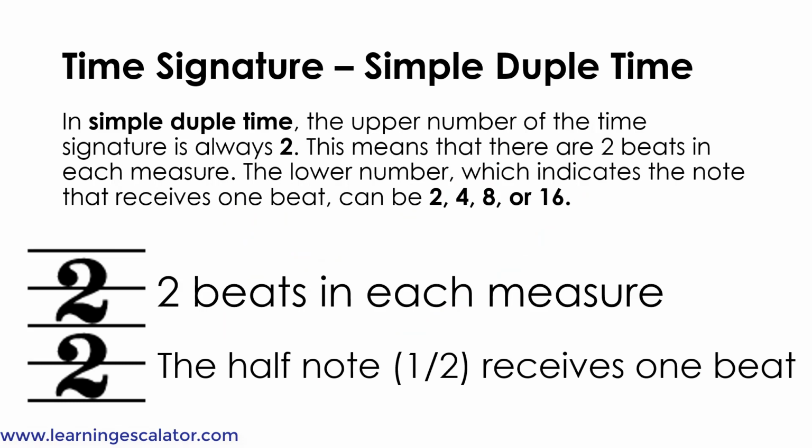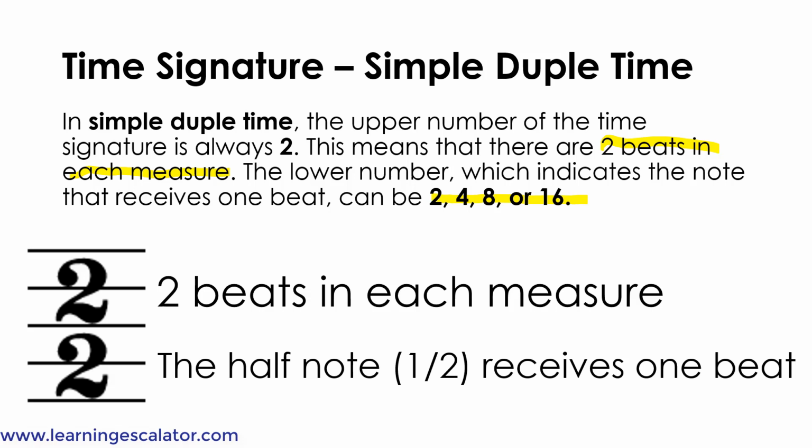Time signature, simple duple time. In simple duple time, the upper number of the time signature is always 2. This means that there are 2 beats in each measure. The lower number, which indicates the note that receives each beat, can be 2, 4, 8, or 16.